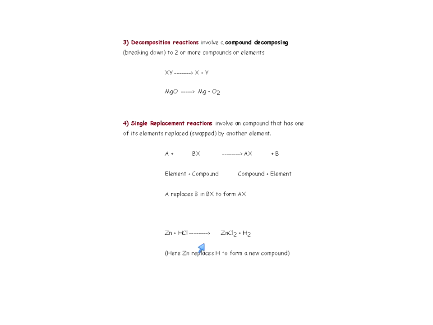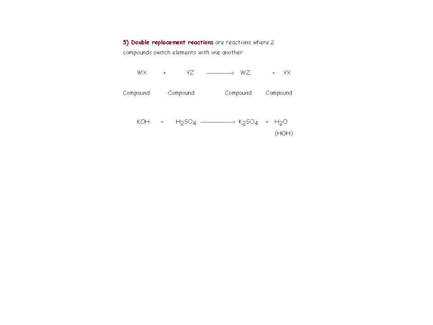And then, of course, there's the other one that's quite similar, which is a double replacement. This time, two things get swapped. So this time, the W and the Y are both getting swapped. Both compounds are swapping one of their elements. So they're either swapping their first element or their second element.